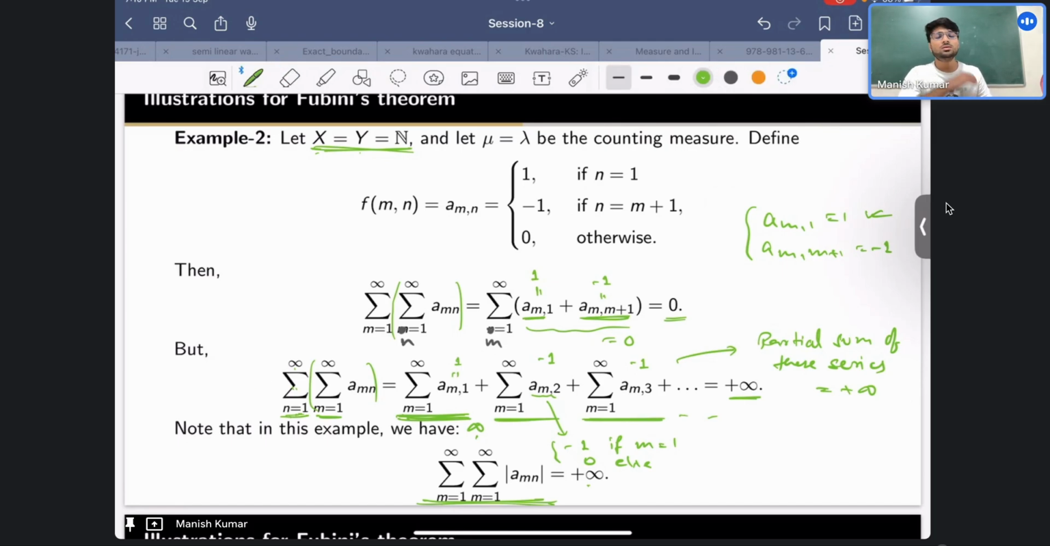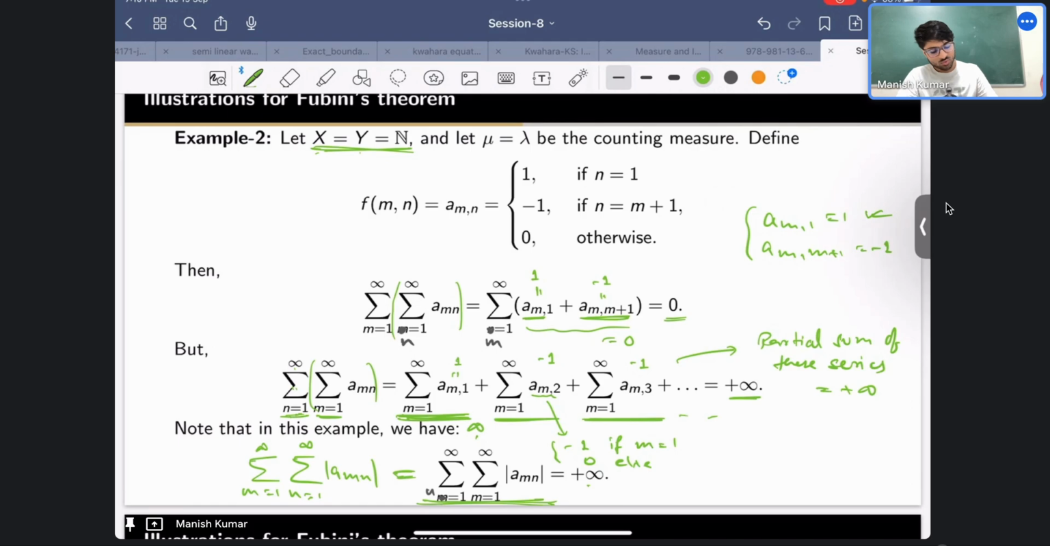Right, here order does not matter. So here you can see either you can do, again there is a typo, so you just write n here. So this is equal to the sum over m equal to 1 to infinity, n equal to 1 to infinity, of mod a_mn. Can you tell me the reason? The reason is the first one, right?